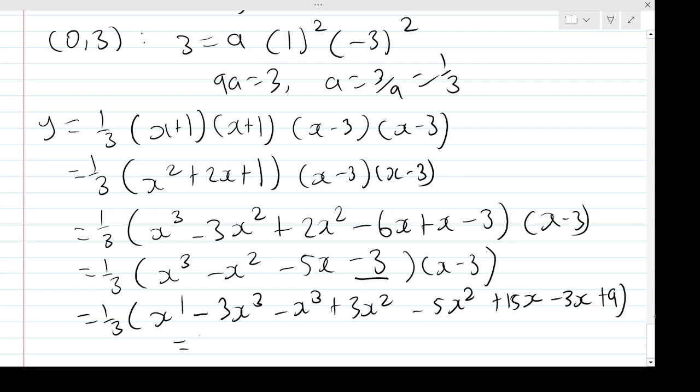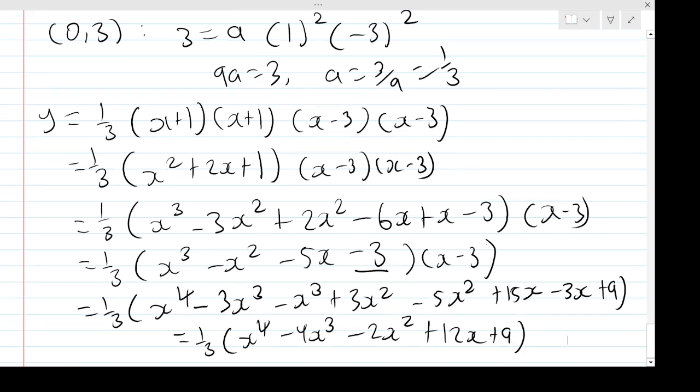Okay, so let's simplify. So we have a third. So let's collect all the terms together, and that's x to the 4 here. There we are. So that's x to the 4 minus 3x cubed minus x cubed is minus 4x cubed, plus 3x squared minus 5x squared would be minus 2x squared. Then plus 15x minus 3x would be plus 12x plus 9, and there we are.